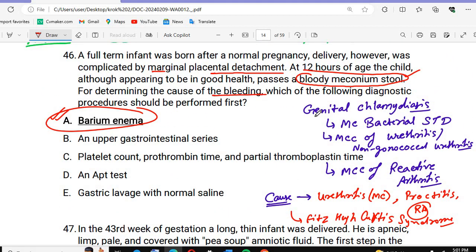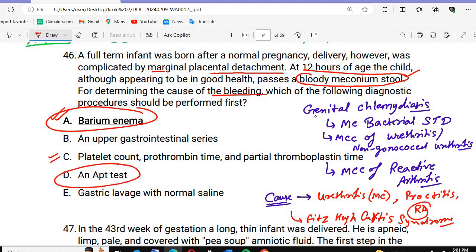Okay, other options are ruled out already: platelet count, prothrombin time, partial thromboplastin time. These are not the findings that help us here. Even if the platelet count is increasing or decreasing, we still don't know the cause of the bleeding. Prothrombin time is for the extrinsic pathway, and partial thromboplastin time is for the intrinsic pathway.